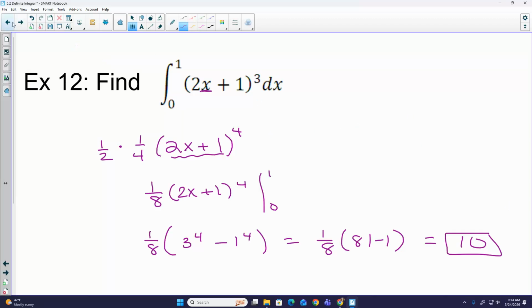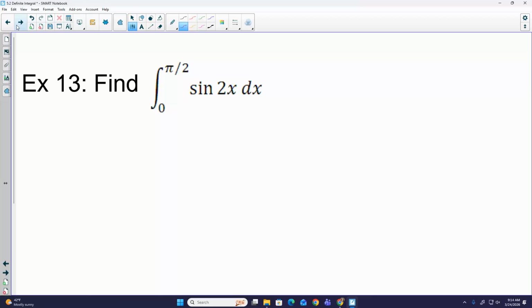Let's try a couple more together and then I'll have you guys try. All right, sine of 2x. When you do the derivative of a trig function, the angle doesn't change. What has a derivative of sine? When I do that, my angle can't change.